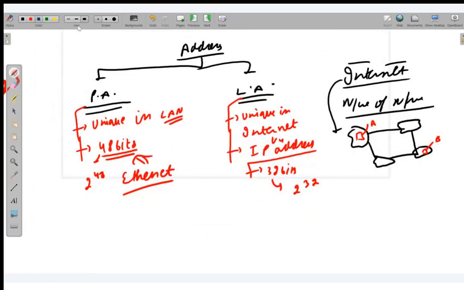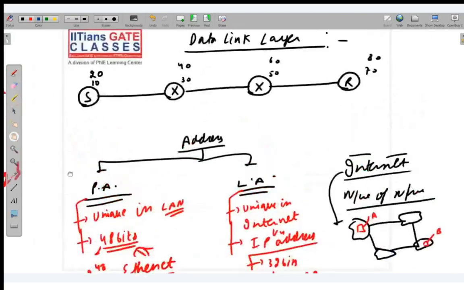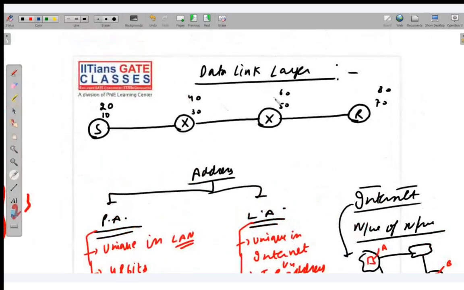Okay, yeah. So each machine connected to internet has two addresses, LA and PA. Okay. Yeah, so each and every machine connected to internet will have two addresses, logical address as well as physical address. Okay, so these addresses I have written here. 10, 20, 30, 40, 50, 60, 70, 80.